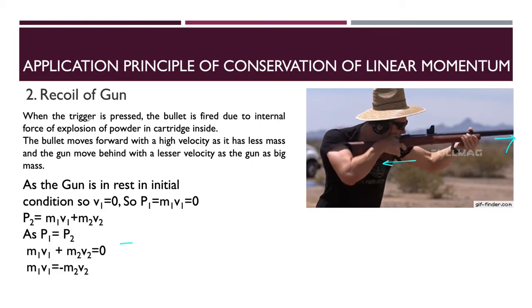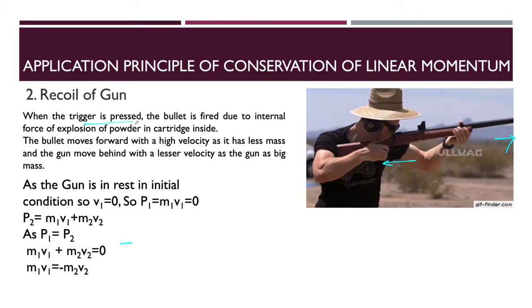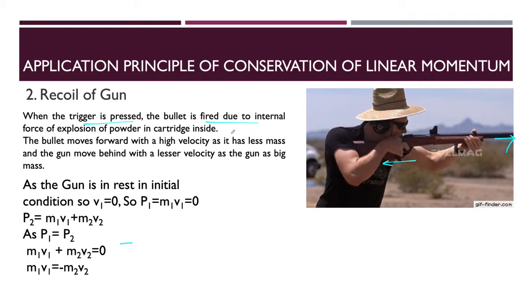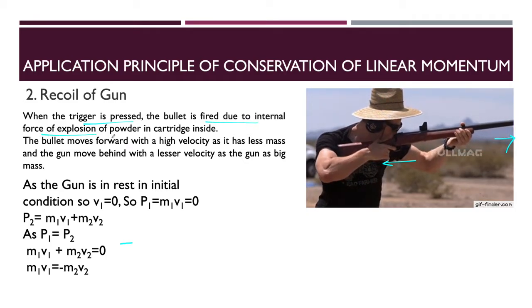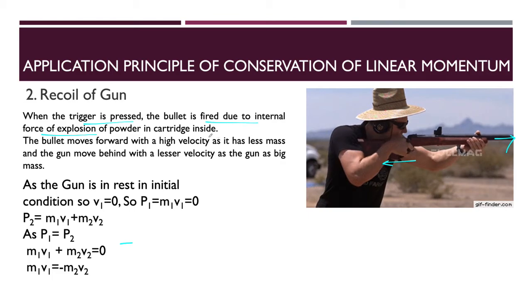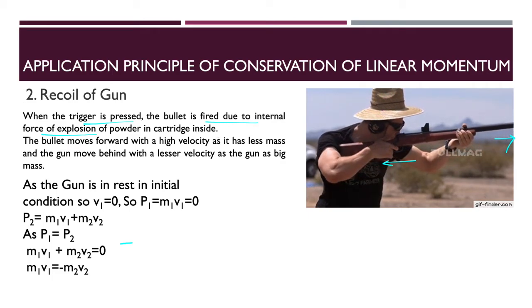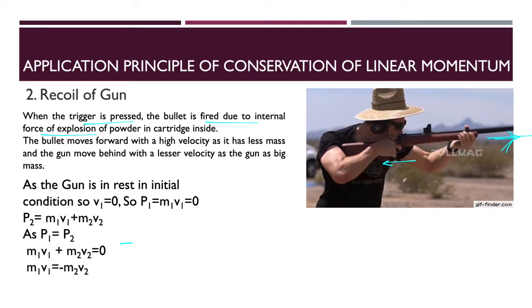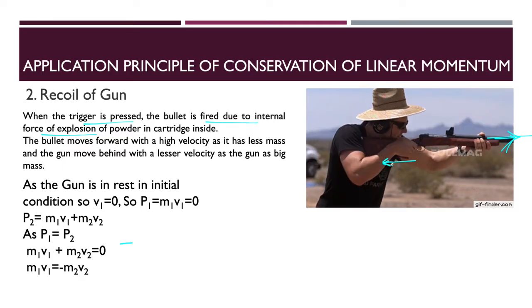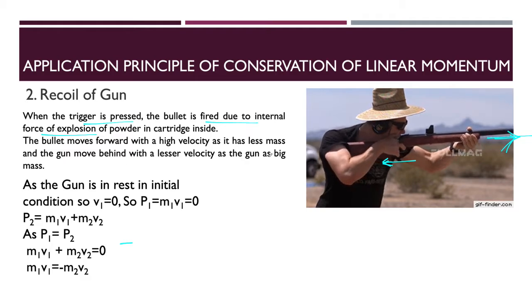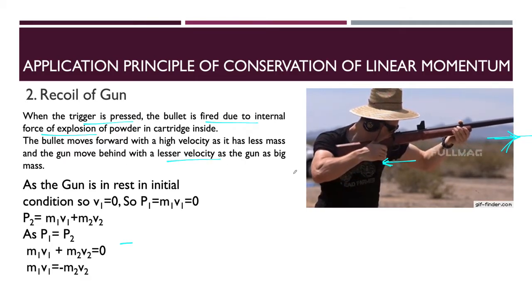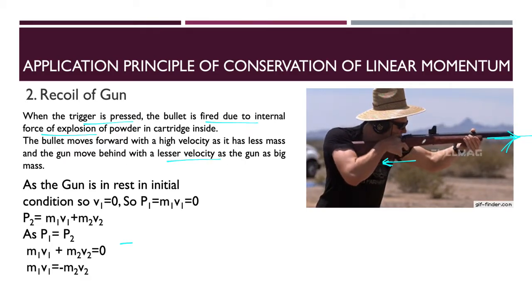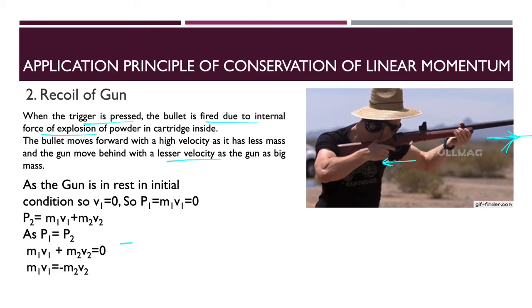Because when the trigger is pressed, the bullet is fired, and due to the internal force of explosion of powder in the cartridge inside, what will happen? The bullet moves forward with a greater velocity. But the gun will come in the backward direction with some lesser velocity. The gun will not get the same velocity. The gun will get the lesser velocity.